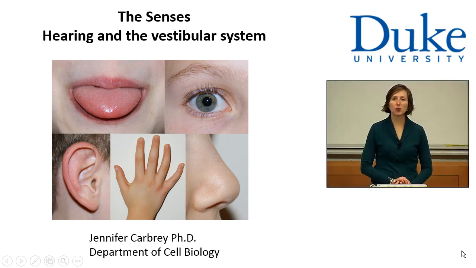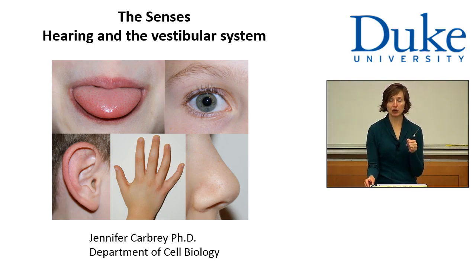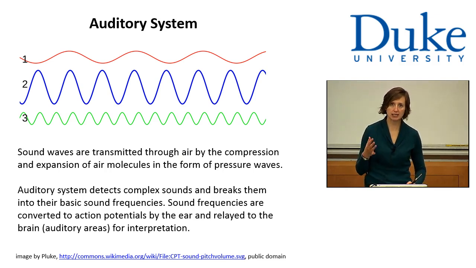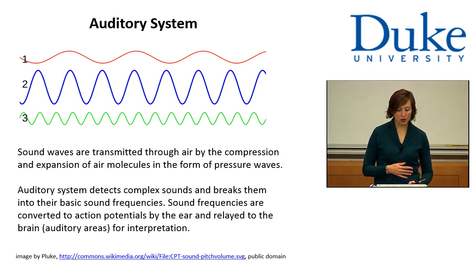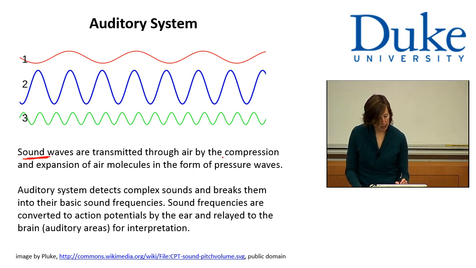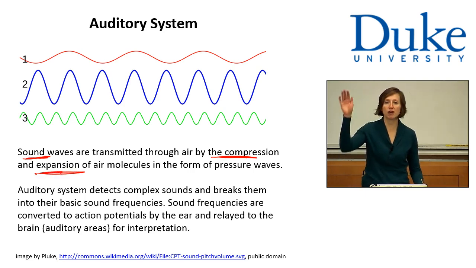Welcome back. We're going to continue our consideration of the special senses, talking about the hearing and vestibular system that are going to be found in the ear. We're going to start off with the auditory system that is going to detect sounds, and it's going to be detecting sound waves which are going to be compression and expansion of air molecules in the forms of waves.